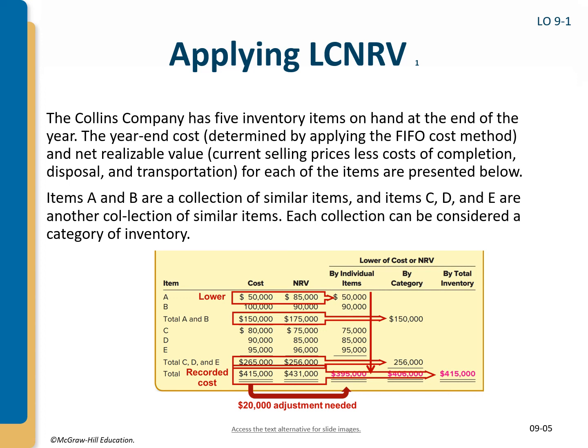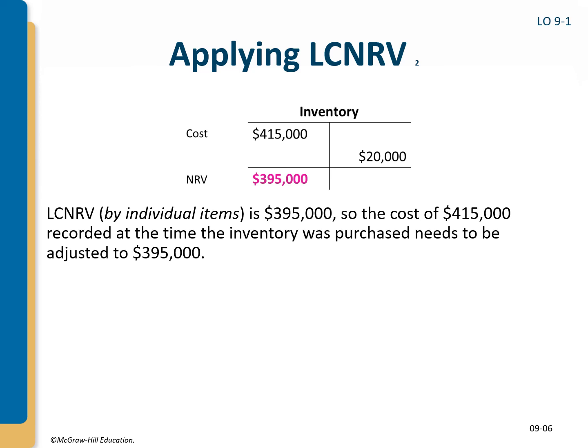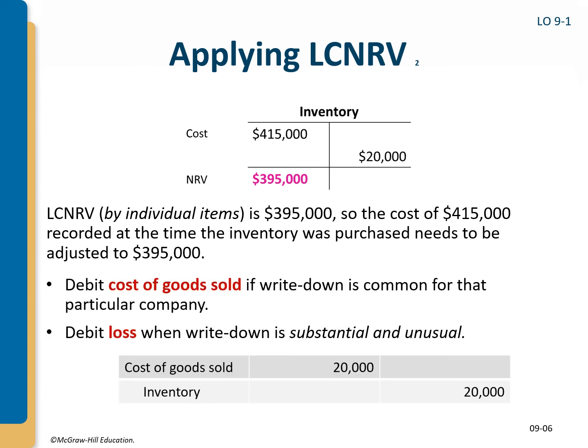The final way you can do this is take the total cost of everything compared to the net realizable value of everything. In this case, the total cost would be $415. So that would be the value of inventory. So you have choices there when applying this exercise. In the end, if you did this item by item, like that first one we went through, the value of your ending inventory should be $395,000. So you will debit cost of goods sold, $20,000, and credit inventory, $20,000. Write it down to the value it should be at.